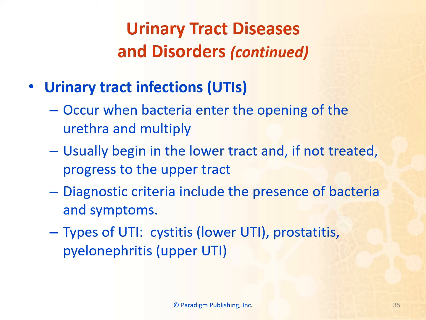Urinary tract infections, or UTIs, occur when bacteria enter the opening of the urethra and multiply. They usually begin in the lower tract and, if not treated, progress to the upper tract. Diagnostic criteria include the presence of bacteria and symptoms. And there's different types of UTIs. One is cystitis, prostatitis, and an upper UTI.